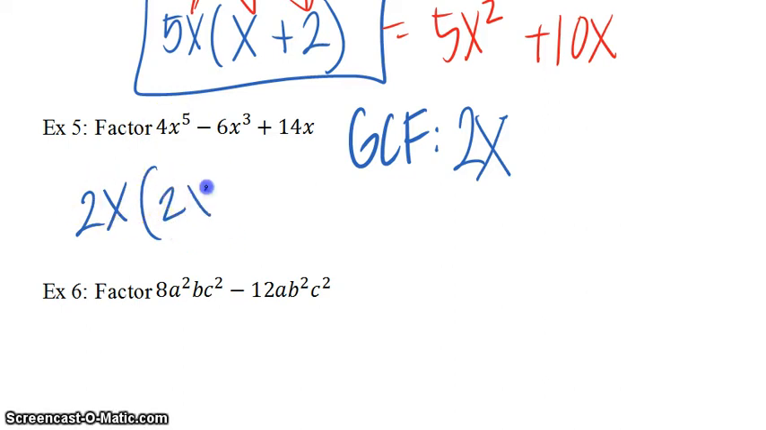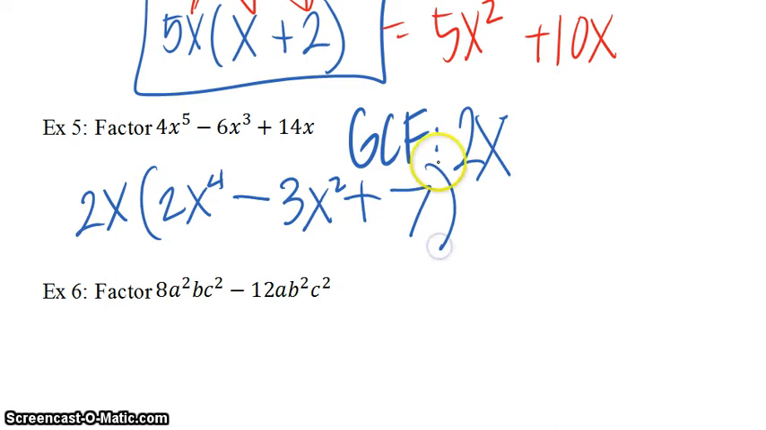And x times x to the 4th will give us x to the 5th. Now we need to figure out how to get to 6. So 2 times 3 is 6. And then x times x squared will give us x cubed. Plus, okay, we need to get 14. So 2 times 7 is 14, and x is already there, so we just need to leave it as that.